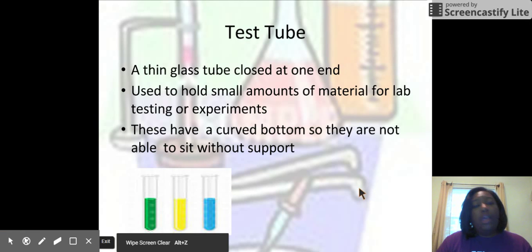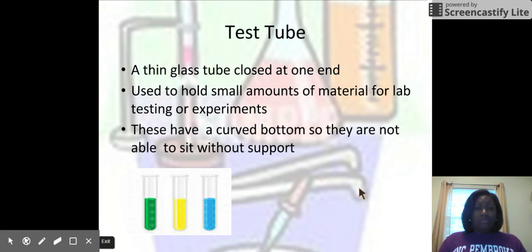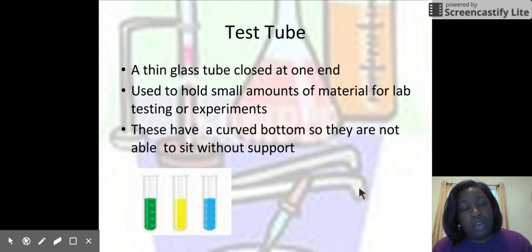A test tube. These are basically a thin glass tube. It's closed at the bottom and open at the other end, and it's curved. But you don't put a lot of liquid into the test tube. It holds small amounts of liquid for a lab. And you use these basically to heat something up or to mix something together.